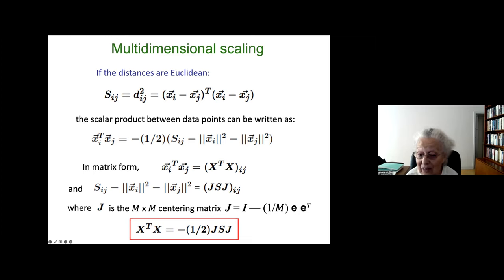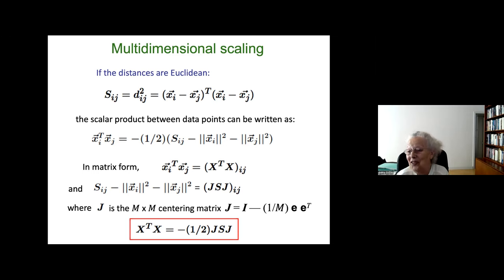So if you actually plug this in and do this JSJ, you will see that the ij component of that matrix indeed gives you Sij minus the norm of xi squared minus the norm of xj squared. So then I can write this equation in matrix form. I can say X transpose X is minus 1/2 of JSJ. But then you are done, because I gave you the matrix S. So you do this operation: you take S, you sandwich it between J and J, multiplying by J on the left and J on the right, you take minus 1/2 of that, and that is X transpose X. But X transpose X is just a square of X in some sense. So once you have X transpose X, you can get X, which was your goal, right?